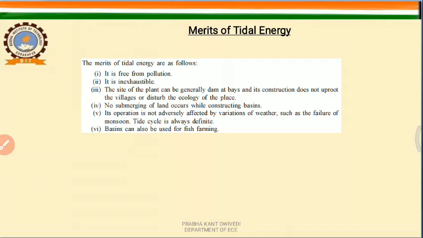Its operation is not adversely affected by variations of weather such as failure of monsoon. The tide cycle is always definite. Its function is not restricted by the monsoon, because tide will always occur, because the gravitational pull of the moon is always available to the earth continuously. The tide will occur two times every day in any weather, in any climatic change. The gravitational pull always remains available to the earth.